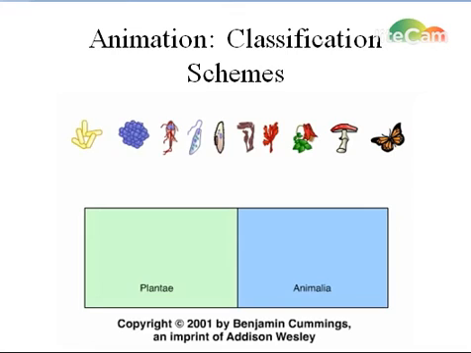This is part 3 of the lecture on chapters 25 and 26, with this animation on classification schemes.